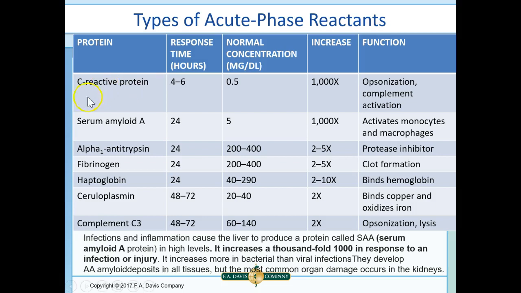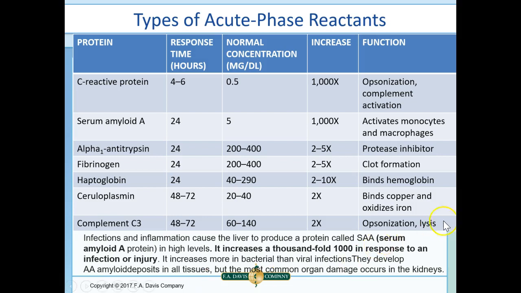Serum amyloid A, I have a little blurb down here on that one. That one activates monocytes and macrophages, but we see a 1,000-fold increase in response to an infection or injury. So this one really increases a lot, especially more in bacterial than viral infections. And what happens is they can develop this amyloidosis in tissues, which is kind of like a scar tissue forming from this. And it can cause damage to things like the kidneys.